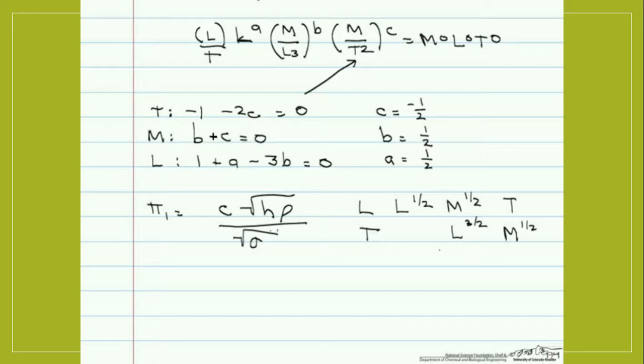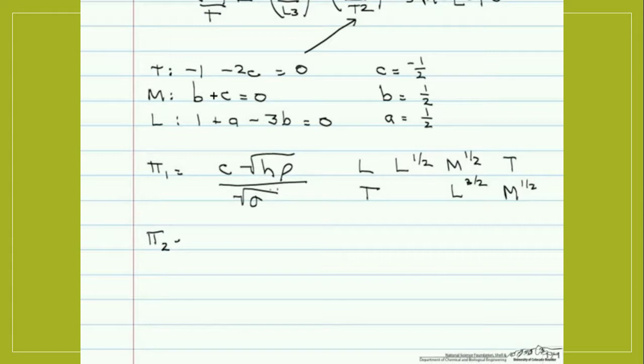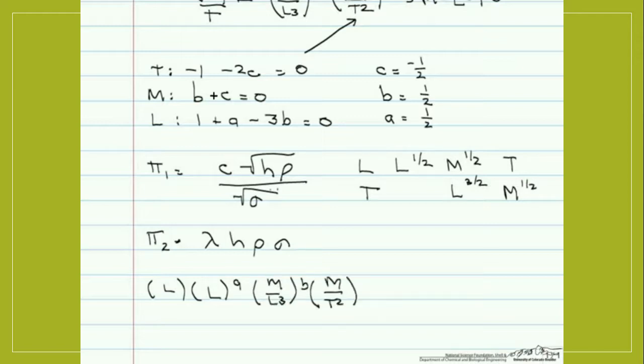So now let's look at our pi 2. So our pi 2 now is going to be lambda, H, rho, and sigma. All right. So lambda is L. We have H to the A, rho to the B, sigma to the C. And this has to equal M to the zero, L to the zero, T to the zero. And actually, if we look by inspection, we see because there's no T, except for in the C term, that C has to equal zero. And if C equals zero, then the only place that M appears is in the B term. So B equals zero. So that leaves us with A equals negative one.